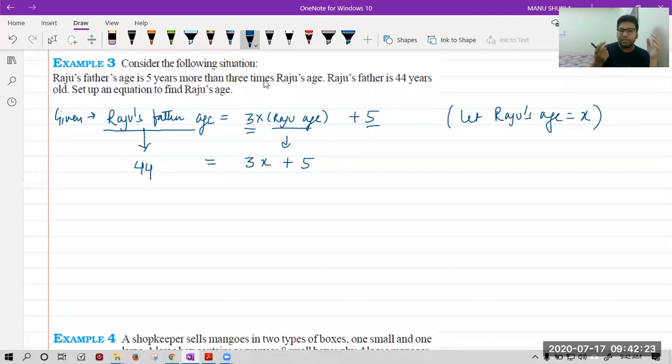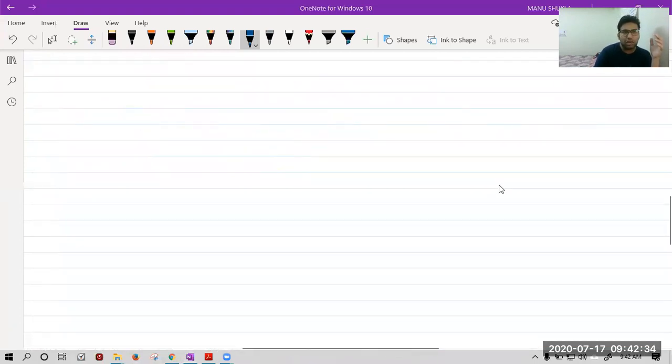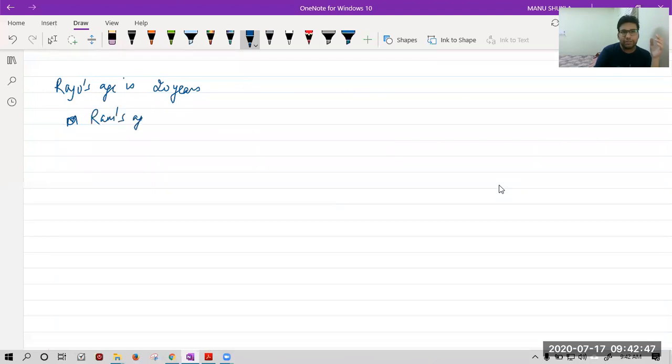If we assume that Raju's age is x, then 3 times his age is 3x, and the father's age is 3x plus 5. Suppose I give you an example. Suppose I say Raju's age is 20 years. Ram's age is 10 years more than Raju's age. Now tell me, what is the age of Ram?